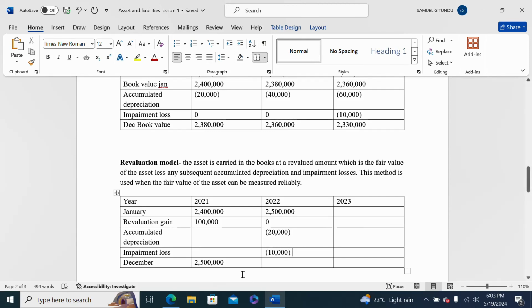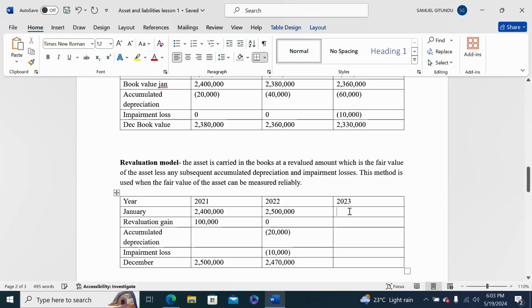then you find that the value of that asset now is the revalued amount at December 2021 minus the accumulated depreciation during the year of 2022 and the impairment loss. So the value of the asset now becomes 2,470,000. That is the value of the asset at December 2022.